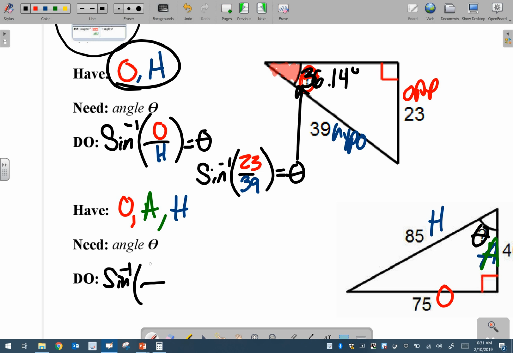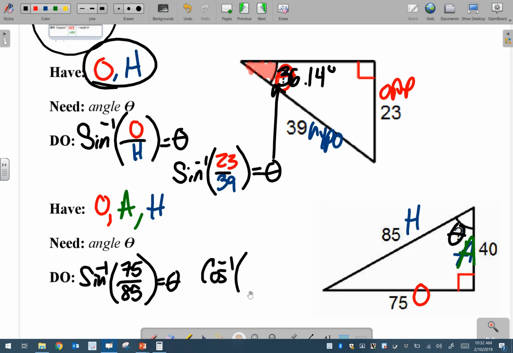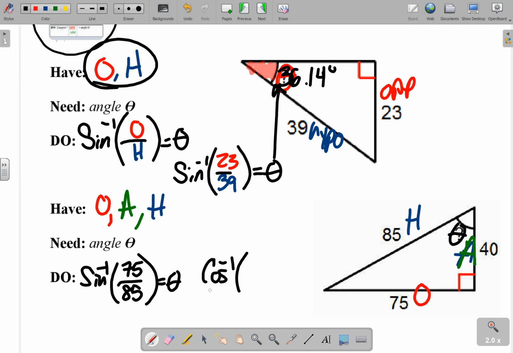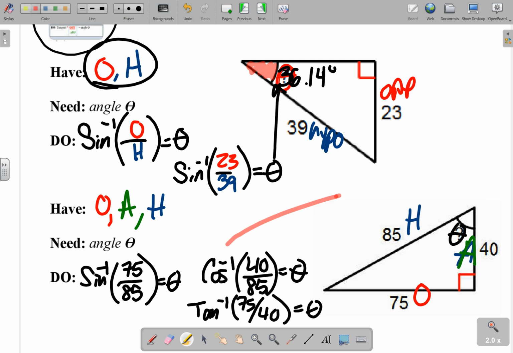Inverse sine: the opposite would be 75, the hypotenuse would be 85, would give you theta. Inverse cosine: the adjacent in this case is 40, and the hypotenuse is 85. That would also get you the same theta, or you can use inverse tangent, opposite, which is 75, over adjacent, which is 40. All three of these would give you that single angle right there. And then to get this angle, you don't even need to use SOHCAHTOA. You just take it away from 180.